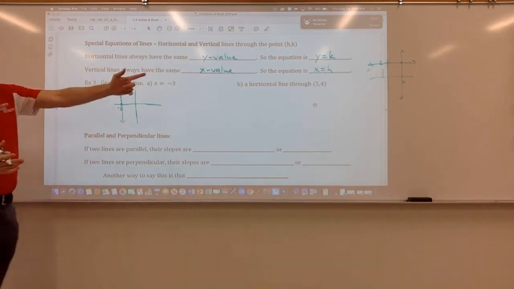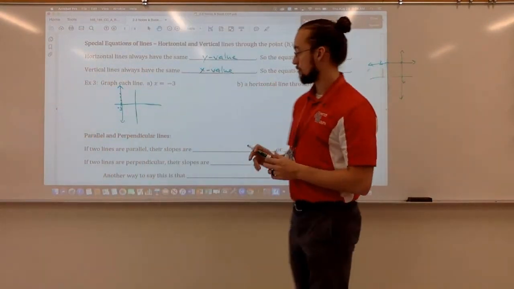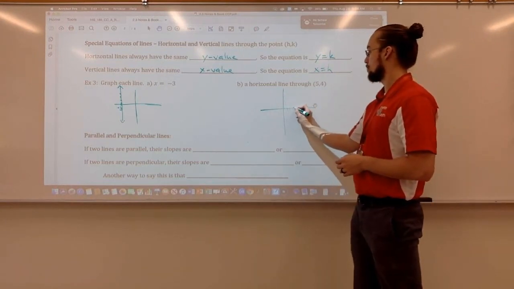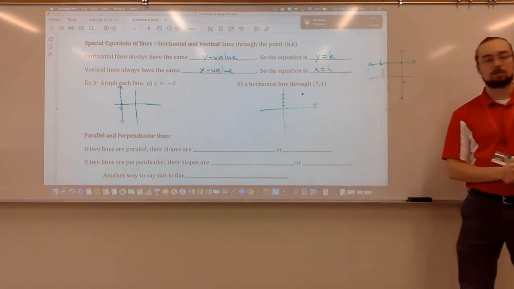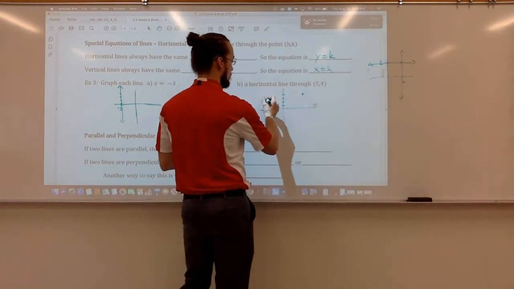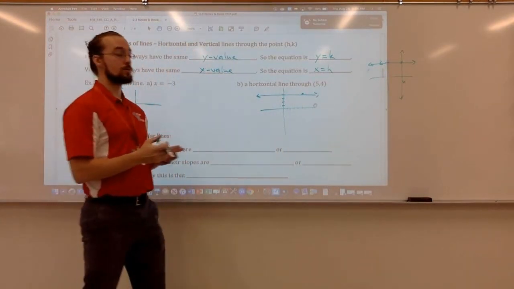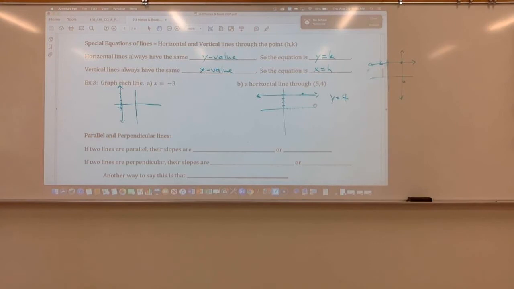How about a horizontal line through the point 5, 4? What does that look like? So a horizontal line through this point 5, 4. What is the equation of that line going to be? What is it? Y equals 4. Right? Y equals whatever that y coordinate is.